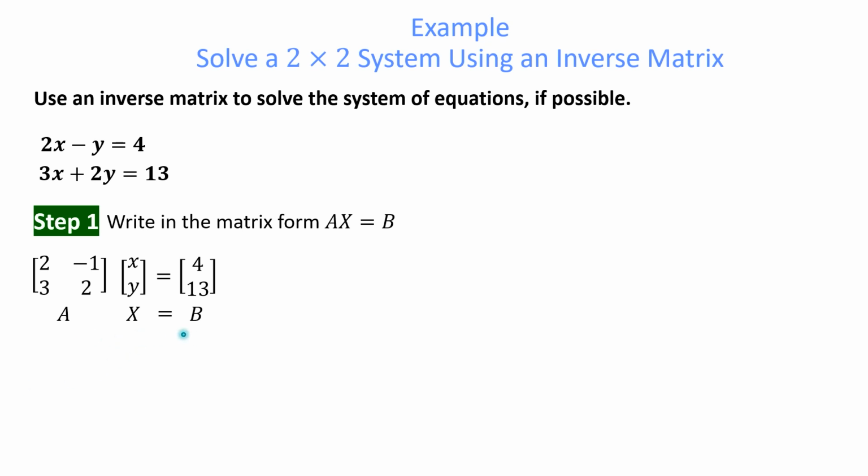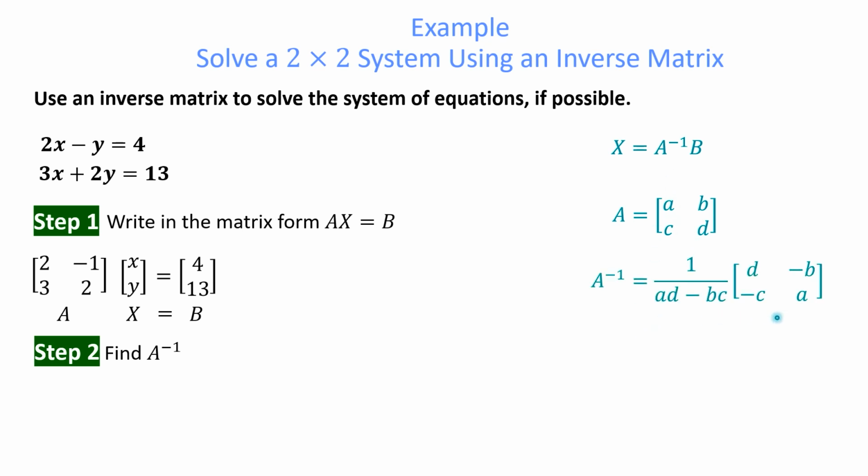So now this will allow us to solve for this matrix X. And if you recall earlier, the matrix X can be found by multiplying the inverse of the matrix A by the matrix B. Now, we know what the matrix B is. We need to find the inverse of the matrix A, and that's our second step. Now, if we recall, if we have a 2 by 2 matrix with elements A, B, C, D, the formula for the inverse matrix is as follows, where the determinant or the denominator here does not equal 0.